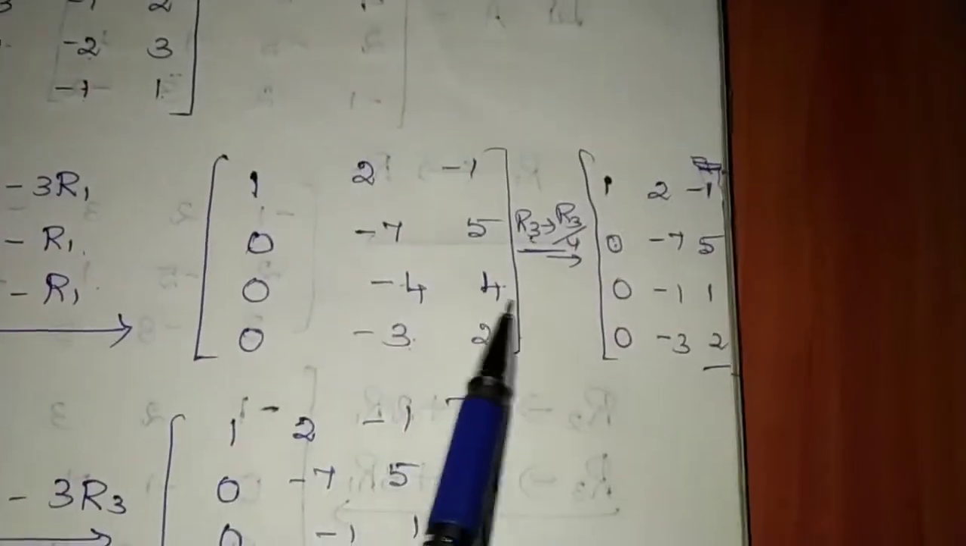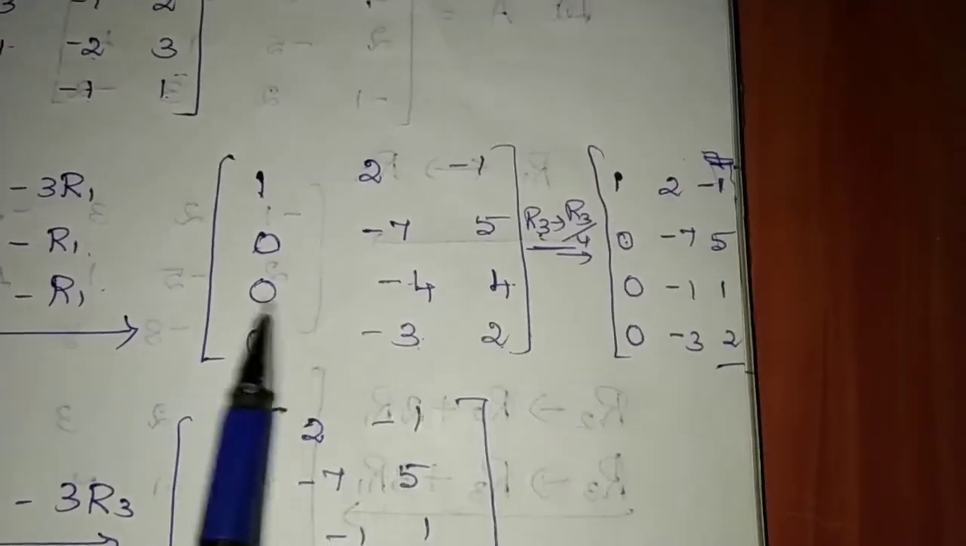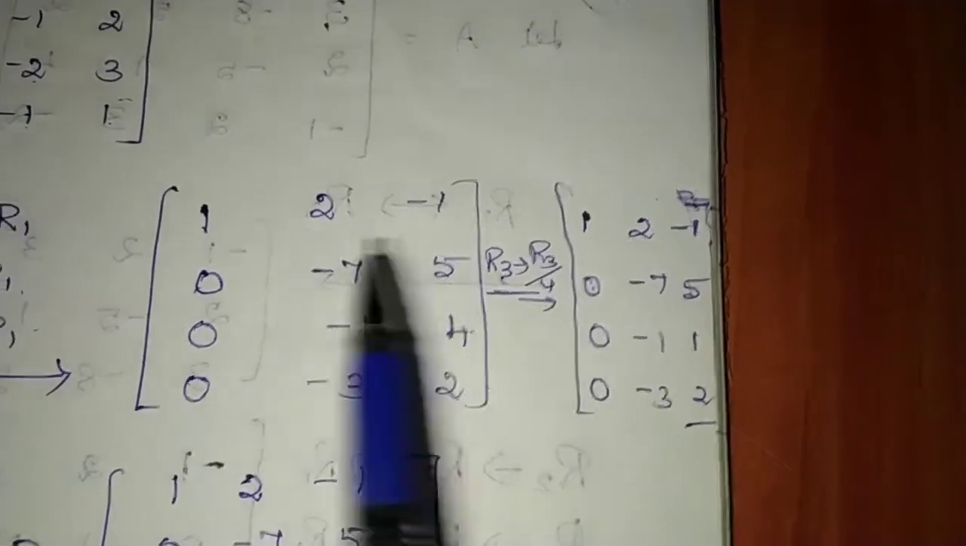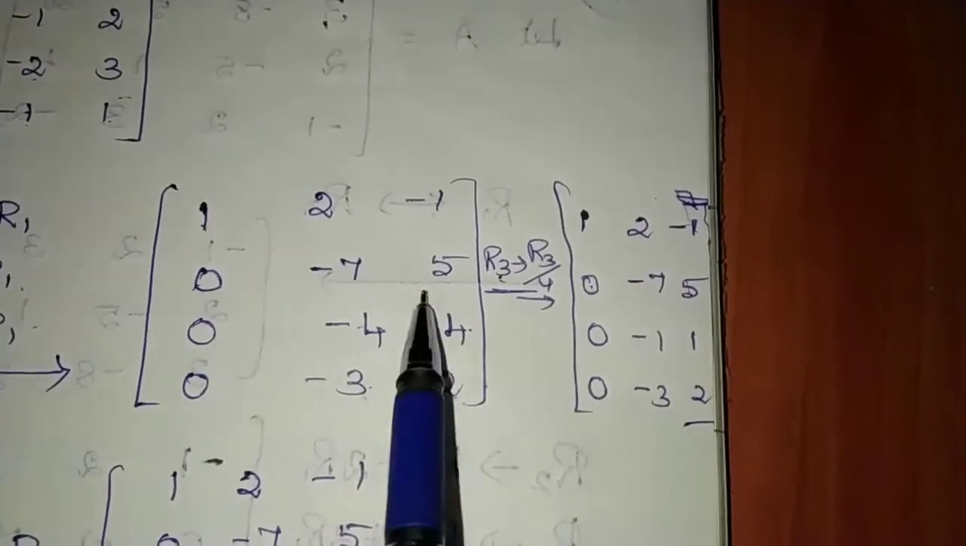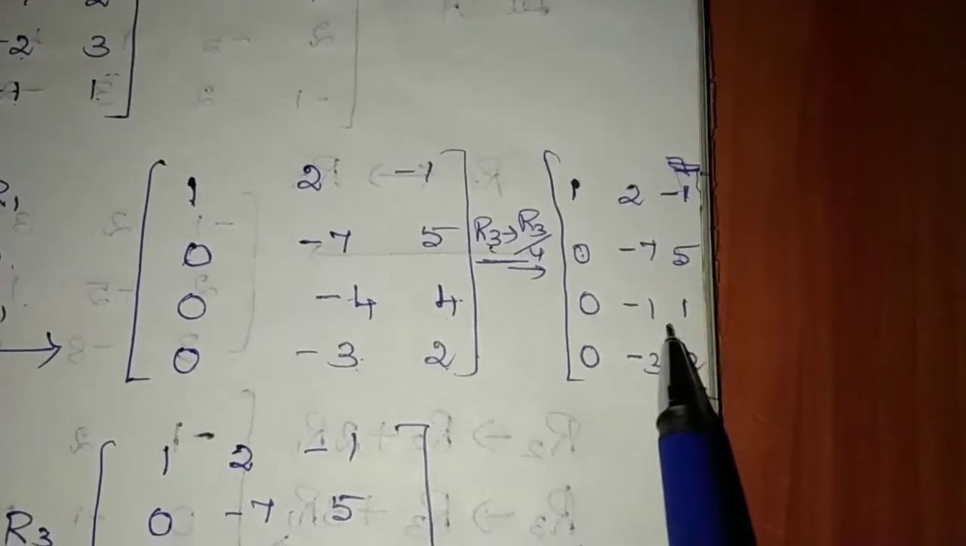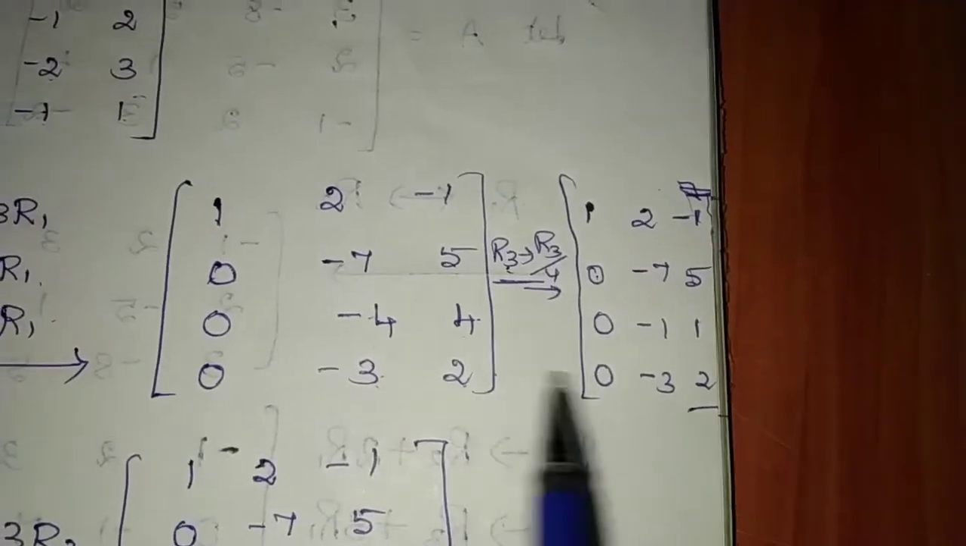In this R3, 4 is a common value. Then R3 implies R3 divided by 4. First row no change, second row no change, and the third row simplifies to 0, minus 1, minus 1, and R4 also no changes. See that one.